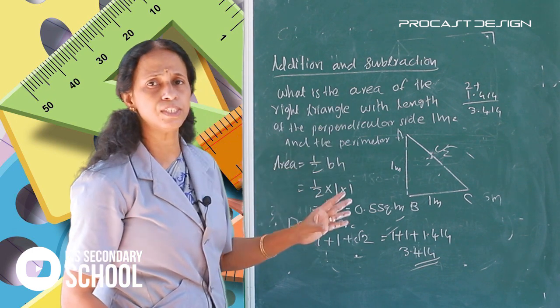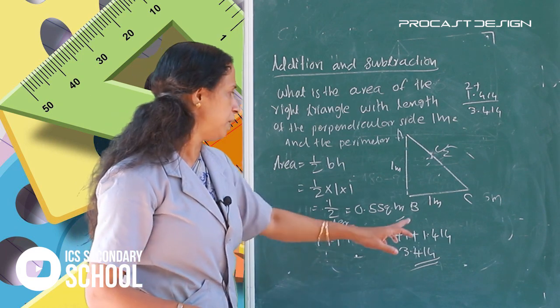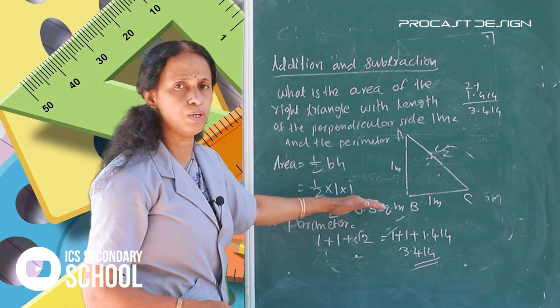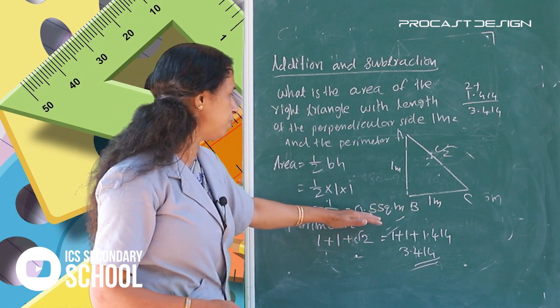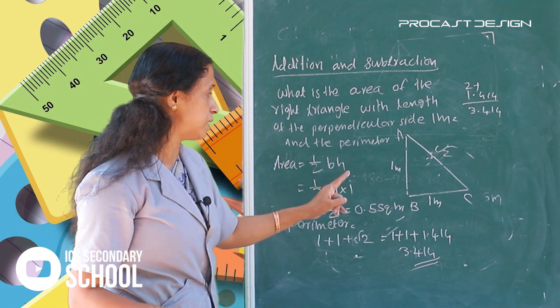Area of the right triangle is equal to half BH, half base into height. Base equal to 1 and height equal to 1. Half into 1 into 1 is equal to half, which is 0.5 square meter. That is the area of the right triangle.